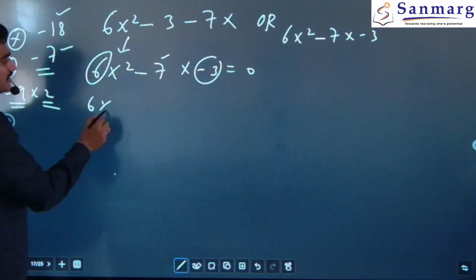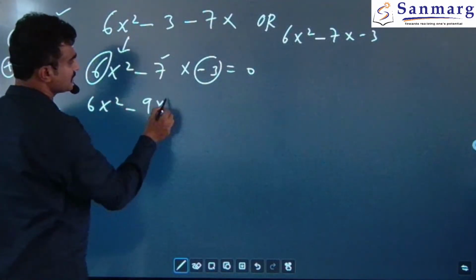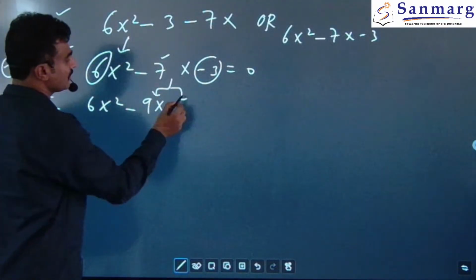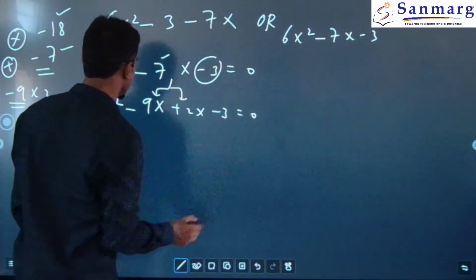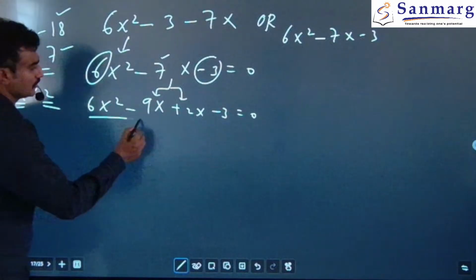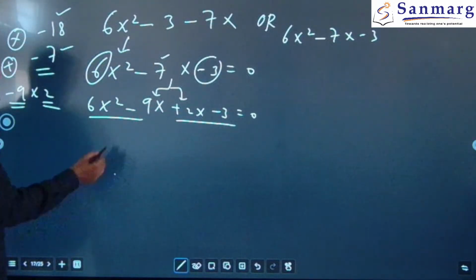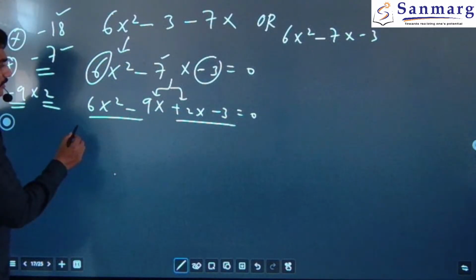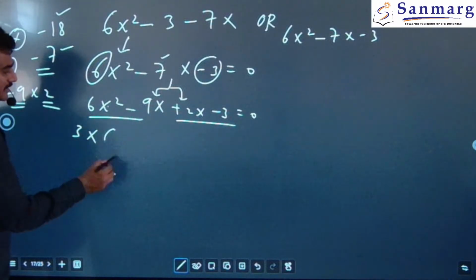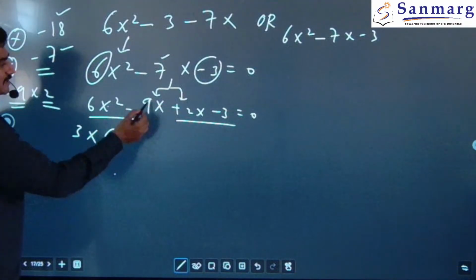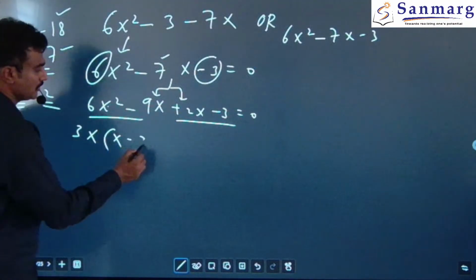Therefore, we can split the middle term of this quadratic equation as 6x square minus 9x plus 2x minus 3 equal to 0. And then we can take out the common factor. 6x square minus 9x, which is the common thing. 6 and 9, the common factor is 3. x square and x, the common factor is x. Therefore, we can write 6x square minus 9x as 3x into x minus 3.